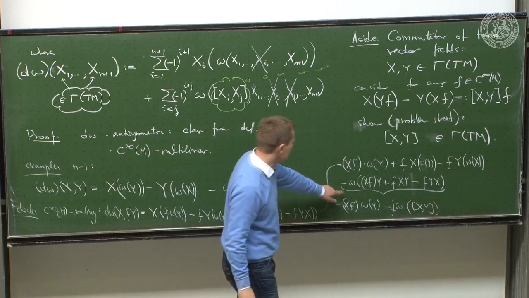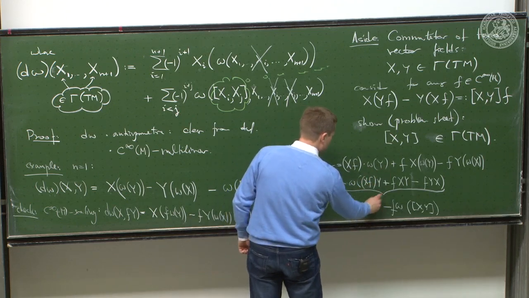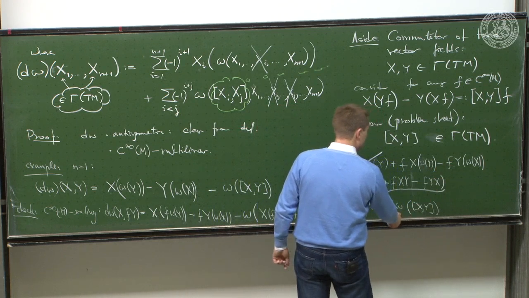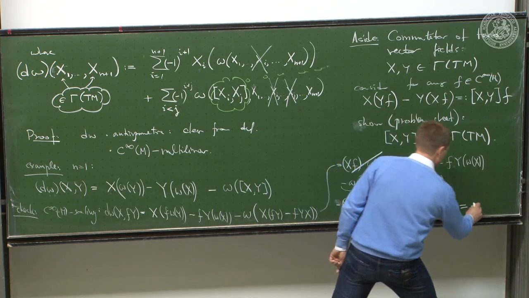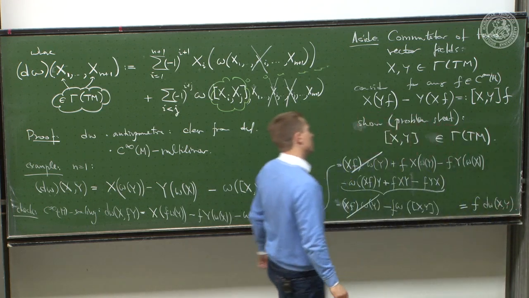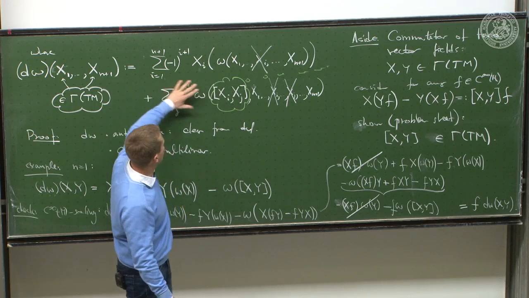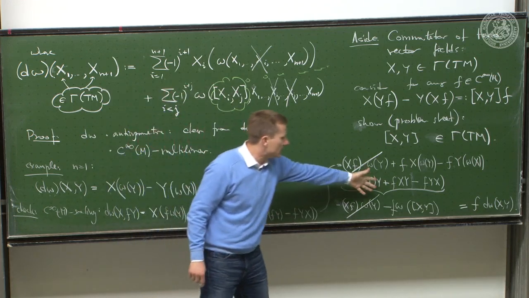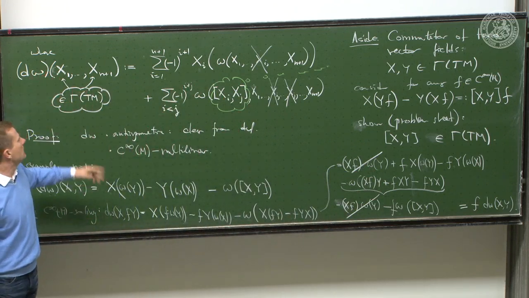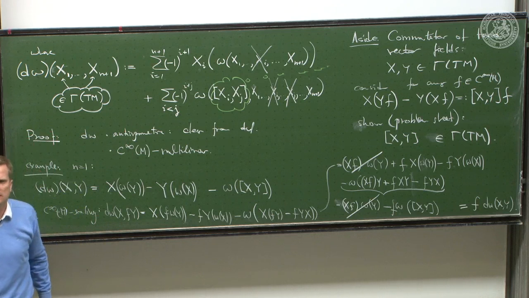Aha, so that was just the second term, but now xf omega y minus xf of omega y, this goes against this, and this term and that term together is simply f times d omega of xy. So in fact, the f pulled out. And hadn't it been for the second term here, so the last term in here, it would not be C infinity linear. It would be R linear, but not C infinity linear. So for this to be a tensor field, we need the second term.